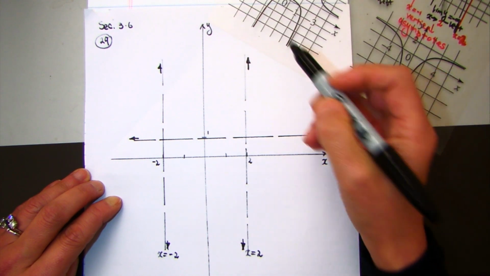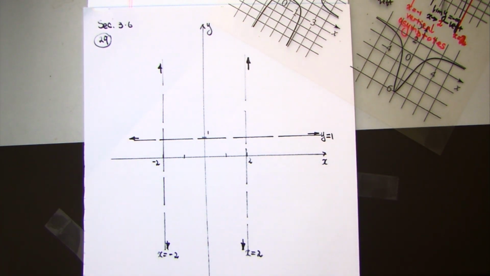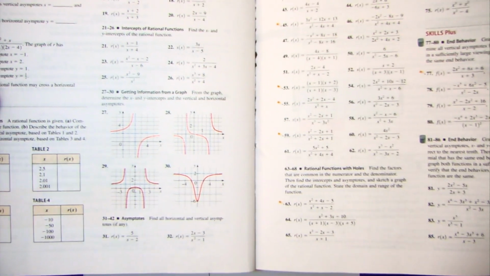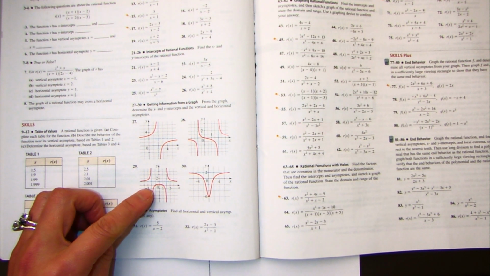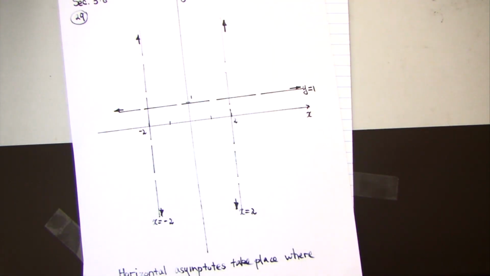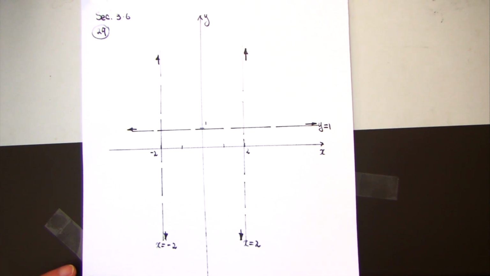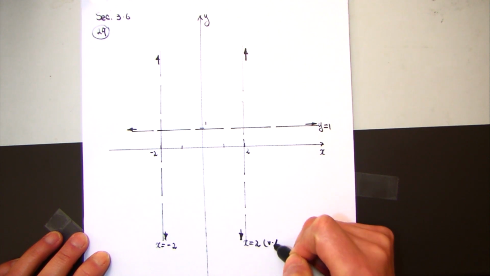Why is that? Because your graph got really close to it, but never touched, never crossed it. And also, this is the homework problem, number 29. Okay, all right. Then let's go forward with this problem. Sorry, I moved this sheet of paper. Okay, so x equals 2 is a vertical asymptote.